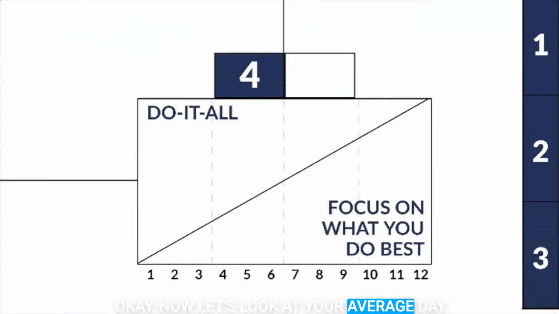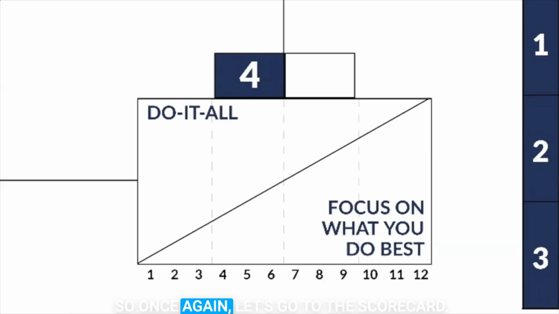Okay, now let's look at your average day. Think back to that original matrix we looked at, those 4 quadrants of how you feel, what you have, what your status is. What does your average day look like? Is it one where you do it all? You are the originator of business. You are the winner of the business. You service the business. You are the admin. You are the janitor. You do everything in your business. Or on the other end of the scale, you only focus on what you do best. You have an integrated team around you that does everything else, and you just focus on what you do best.